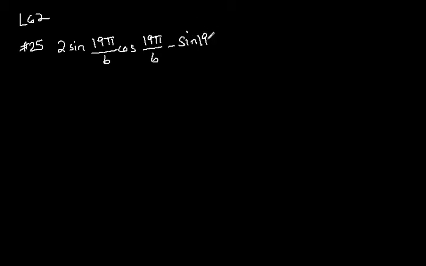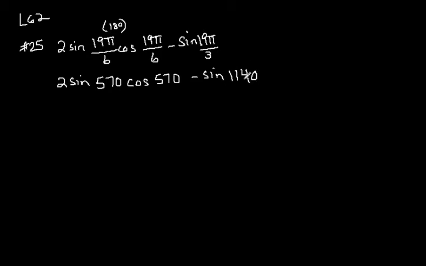I always change these into degrees. Just makes it easier. If you can think in radians, that's even better. So I'm going to change these into degrees. All you do to change them into degrees is you take 19 times 180 and divide it by 6, and you get 570. Fortunately, we have exactly the same for cosine, and the sine is 19 times 180 divided by 3, which gives you 1140. Now these are not in the 360 degree range, so you have to subtract 360 from these as many times as it takes to get it within the 360 range.